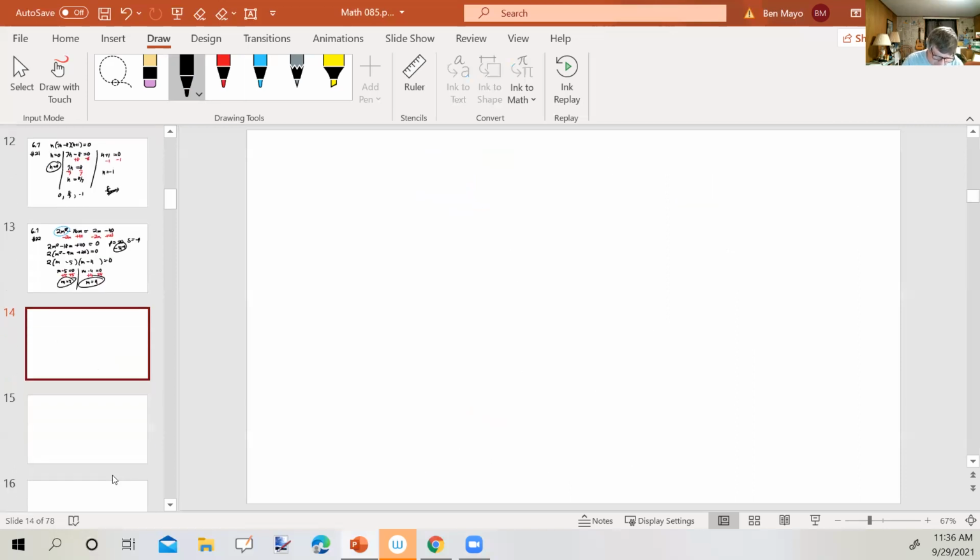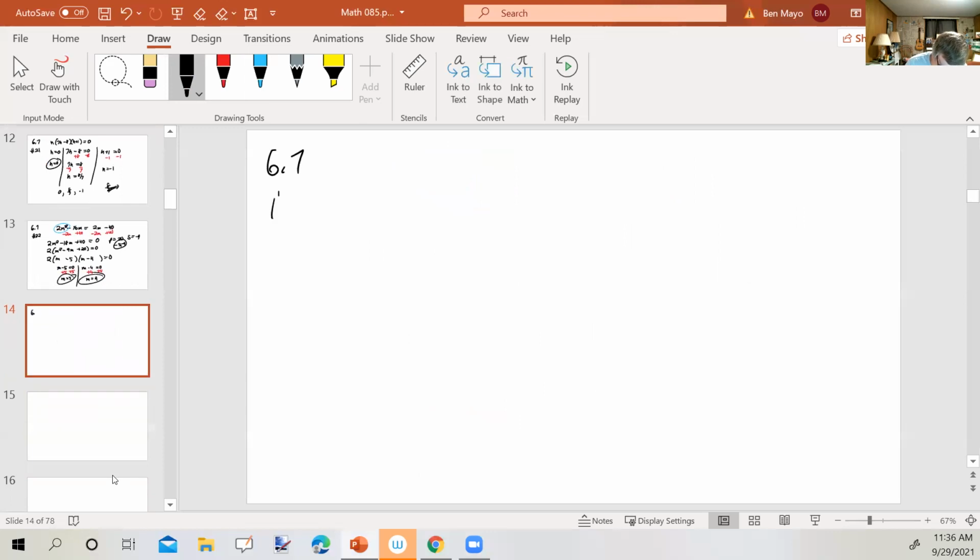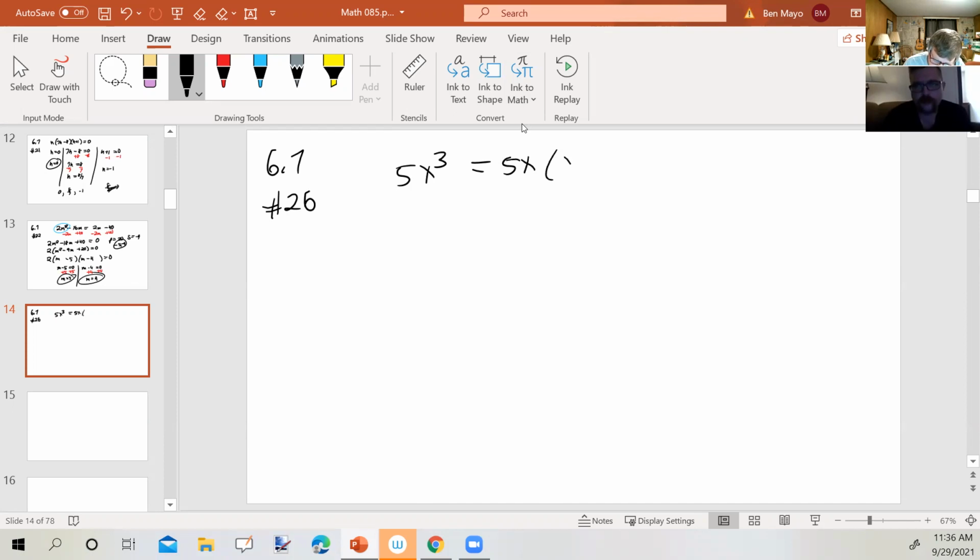Number 26 of 6.7 says, solve the equation. Enter your answers as a comma separated list. We have 5x cubed equals 5x times the quantity x plus 42. I need to get everything on one side of the equation set equal to 0.